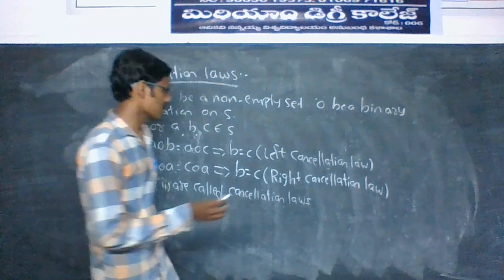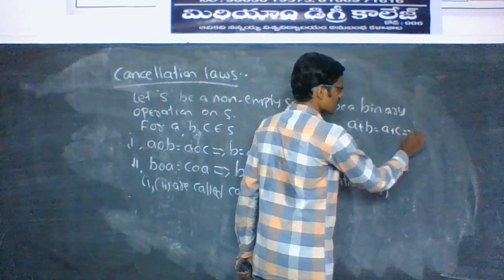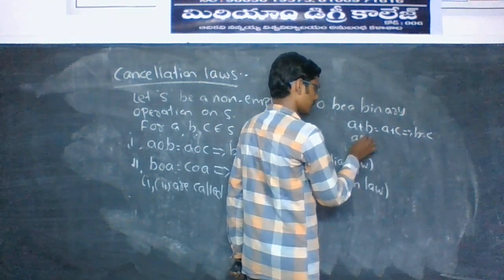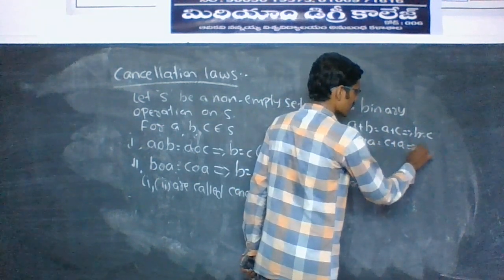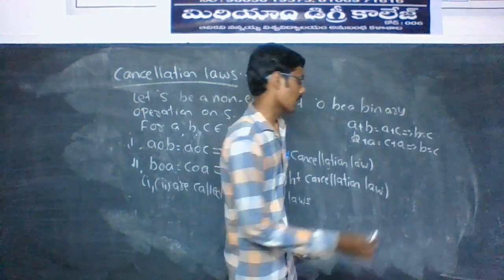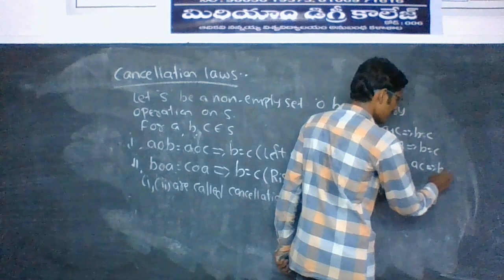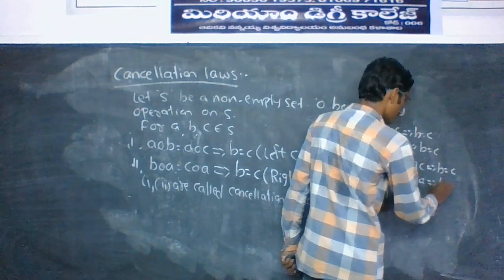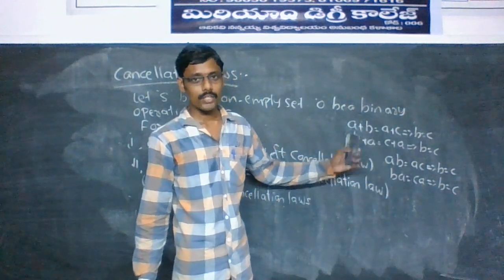In additive notation, a plus b equals a plus c implies b equals c; b plus a equals c plus a implies b equals c. Left cancellation law, right cancellation law. In multiplicative notation, ab equals ac implies b equals c; ba equals ca implies b equals c. These are the cancellation laws in multiplicative notation.